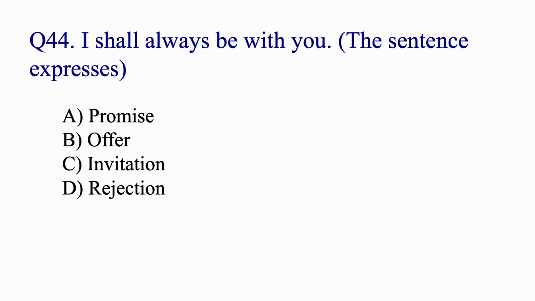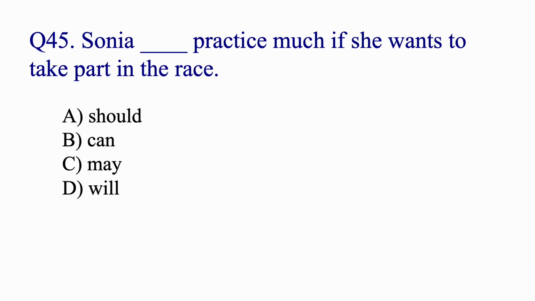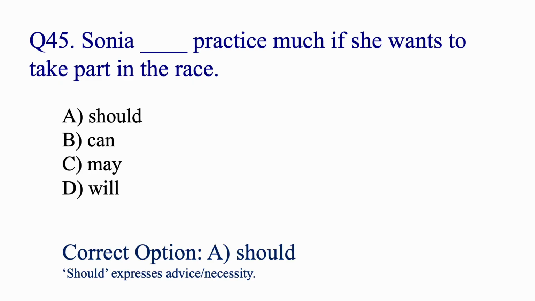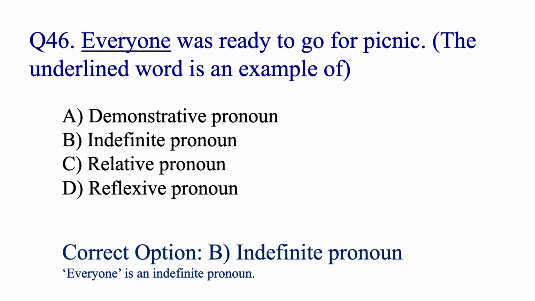I shall always be with you. The sentence expresses promise. Sonia dash practice much if she wants to take part in the race. Should practice. Everyone was ready to go for picnic. The underlined word is an example of indefinite pronoun. Everyone here is an indefinite pronoun.